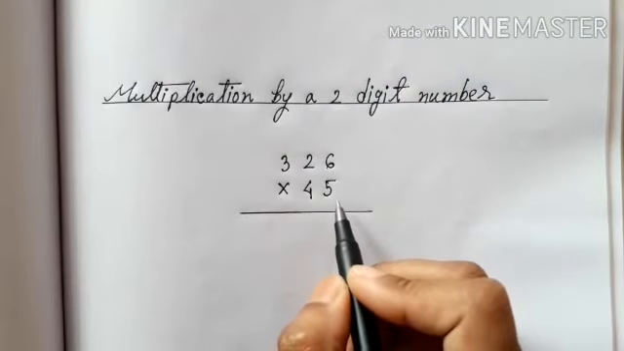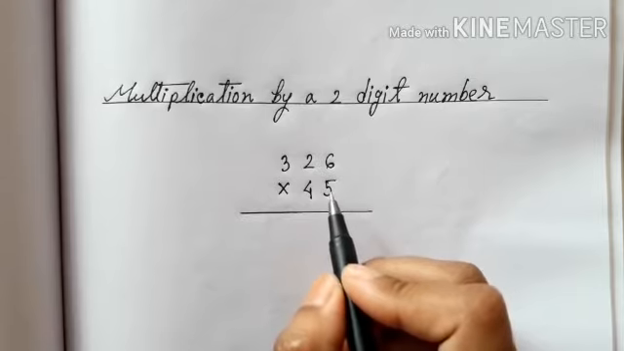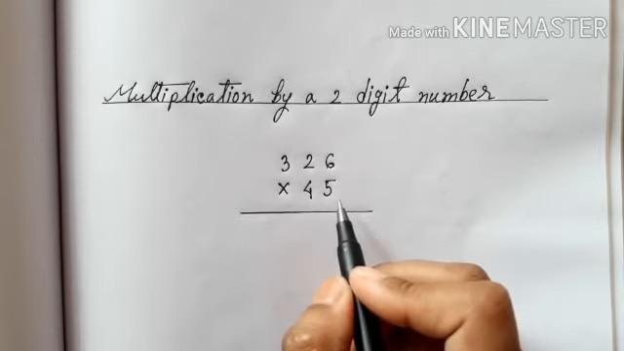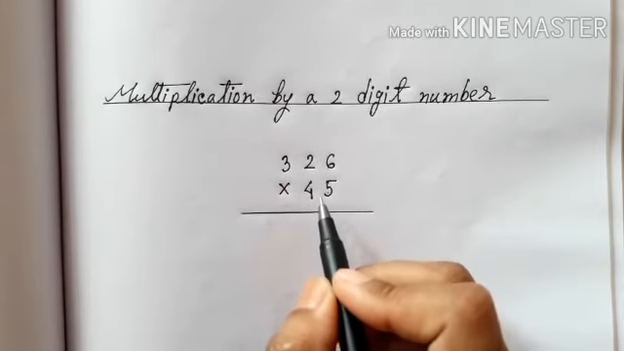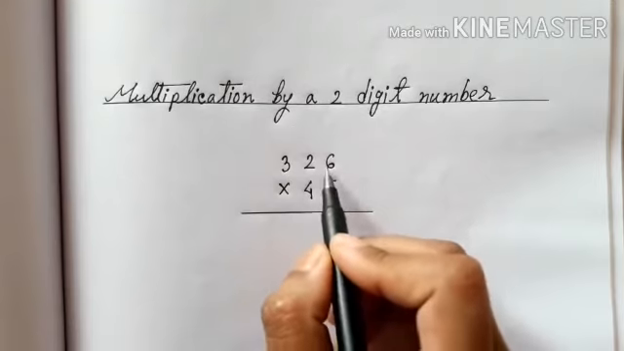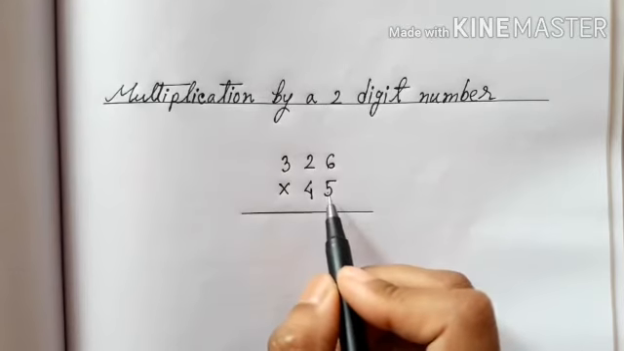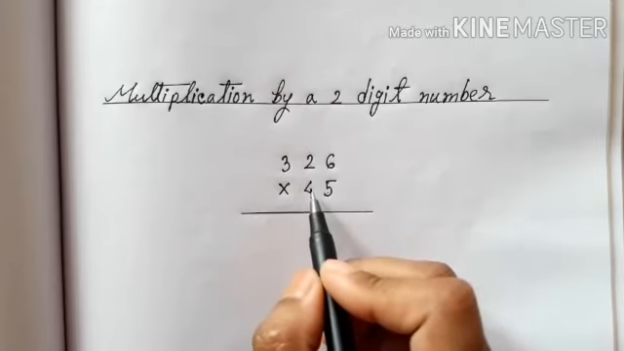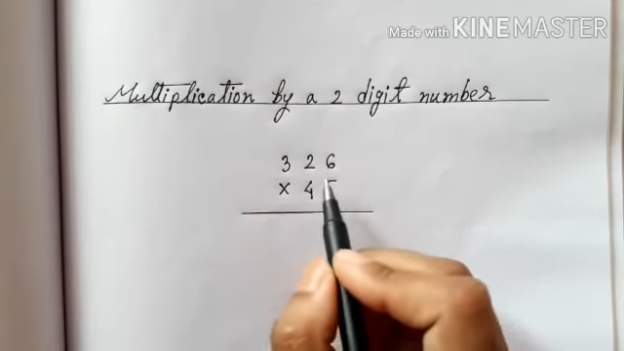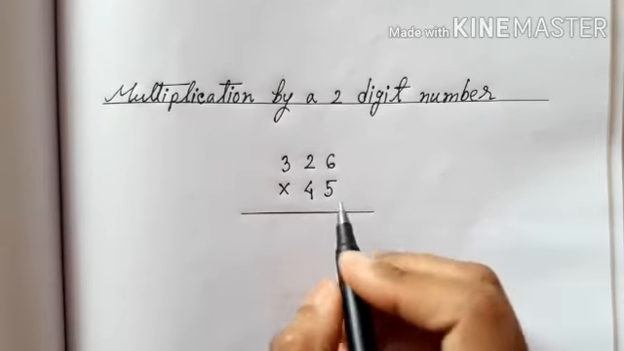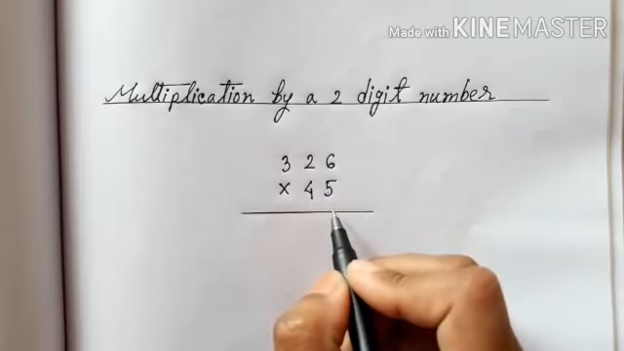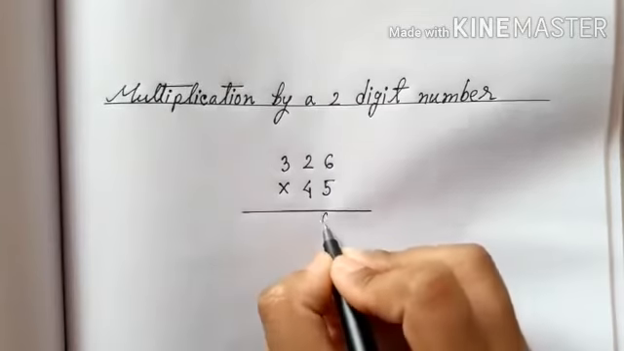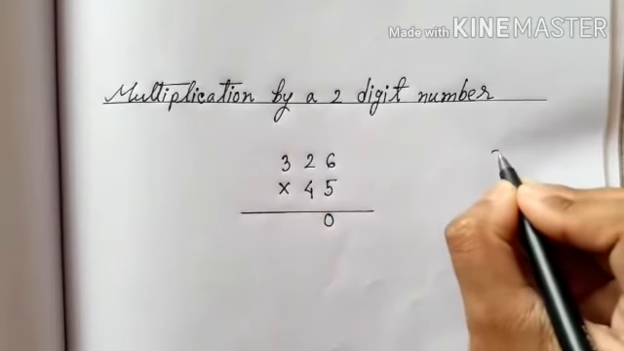Now we will learn how to multiply a number by a two-digit number. Here first of all we have to multiply 326 by 5. Then we have to multiply 326 by 4. So look at here how to multiply. 6 5s are 30. Put here 0 and 3 is carried.